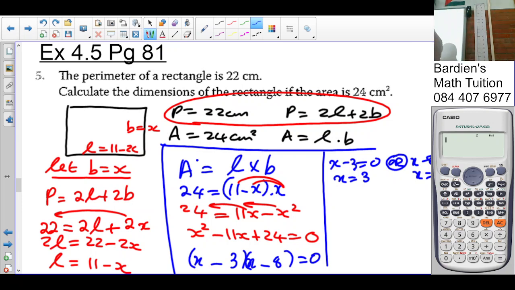The question says, calculate the dimensions. What are the dimensions? The lengths. Not so? The sizes of the breadth and the length. So what is my breadth? 3, and my length would be 11 minus 3, which is 8. If you make your breadth 8, your length will be 3. You guys understand? The same thing to do.